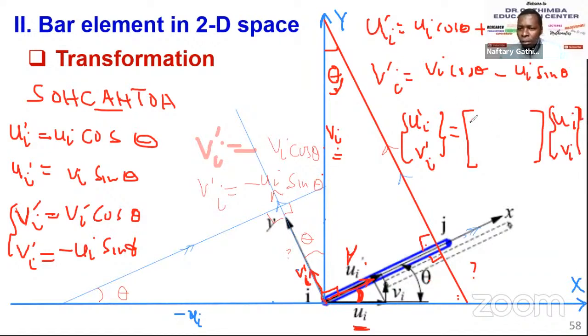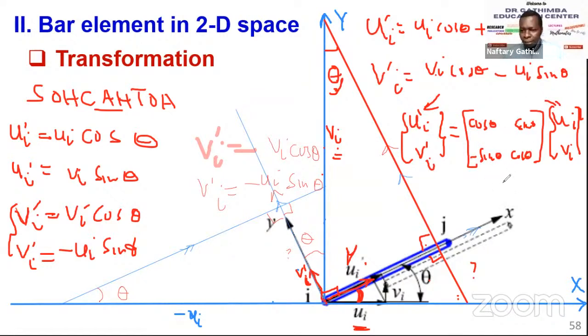Now this one will be cos theta, sin theta. Now remember, this is V, this is U, so you need to interchange so that the Ui and Ui becomes first, and therefore you have sin theta, negative sin theta, cos theta. And this is now how you transform the nodal coordinates from the local coordinate system to the global coordinate system, by pre-multiplying with this transformation matrix.